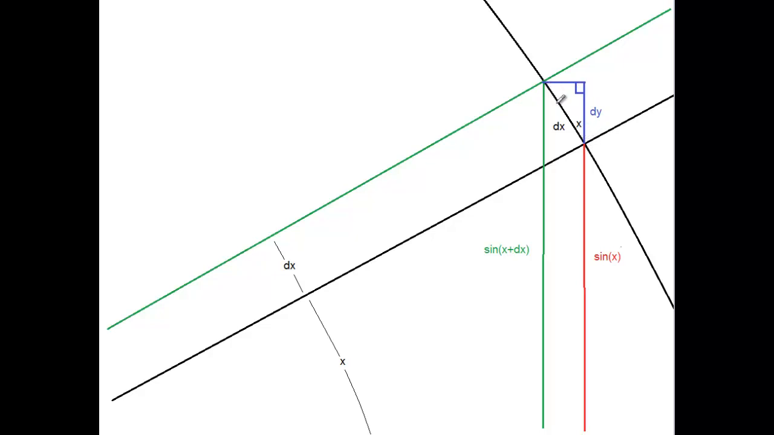The hypotenuse of that triangle is the arc length along the circle, which is dx. That's because dx is measured in radians. And it's not a straight line literally, but we're going to pretend like it's a straight line, and that approximation is very good the smaller the dx is. So let's pretend like this is a triangle.